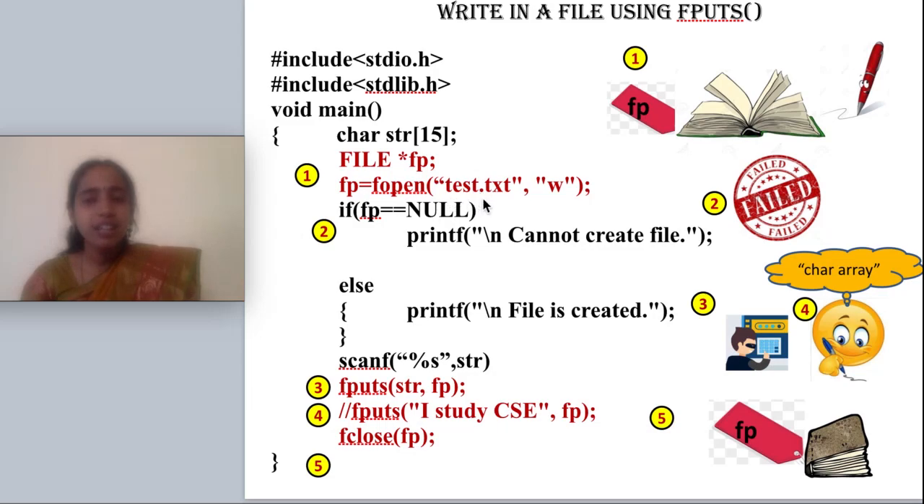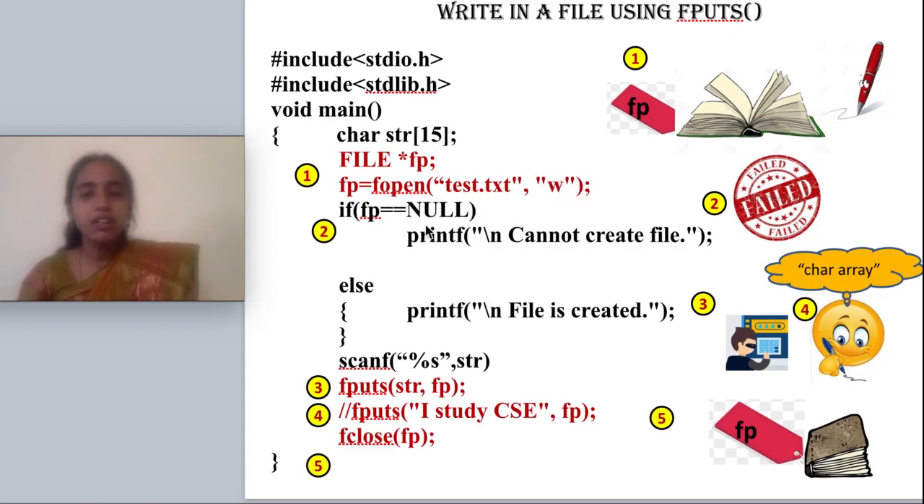File pointer is equal to fopen. The name is test.txt. So I am opening a text file. Always you have to give .txt. In which mode am I opening? In write mode, because fputs will be writing some content. So you have to mention write mode. If you are giving read mode and using fputs, you will get an error. So always, if you are using a write function, you have to open the file in write mode.